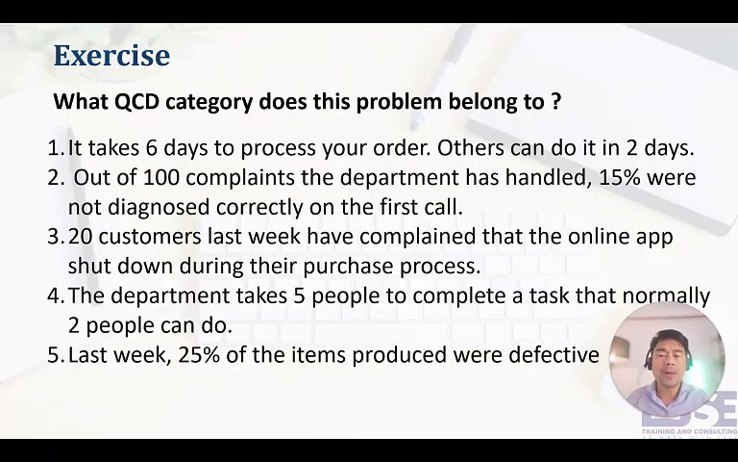Number 3, 20 customers last week have complained that the online app shut down during the purchase process. Again, this is a type of problem that would fall under quality. Number 4, the department takes 5 people to complete a task that normally 2 people can do. This is more of a cost type of problem, because if you're paying 5 people instead of paying for 2, then you're passing the cost to your customers. This is a cost challenge. And number 5, last week 25% of the items produced were defective. So this one is a quality type of problem.